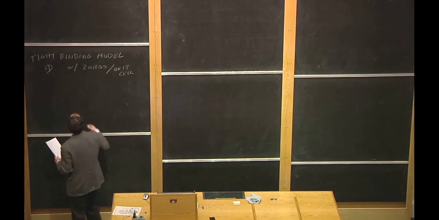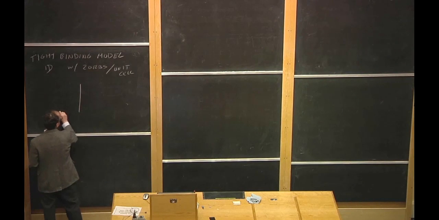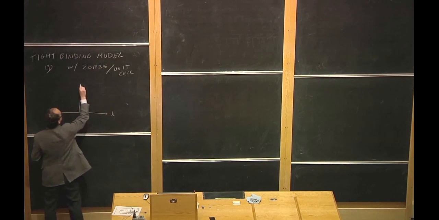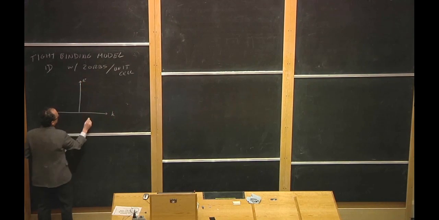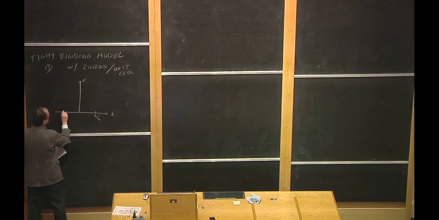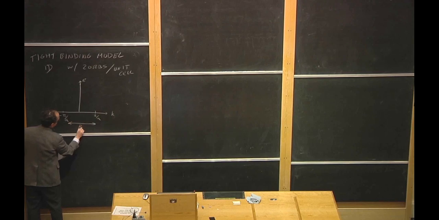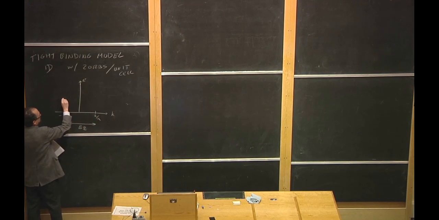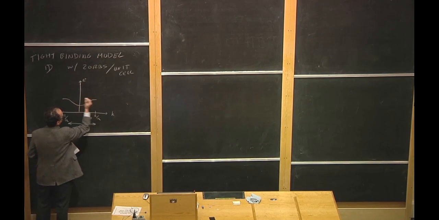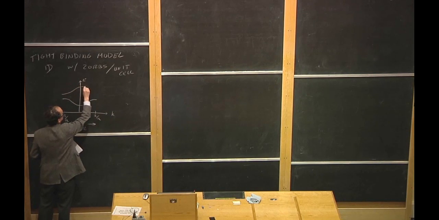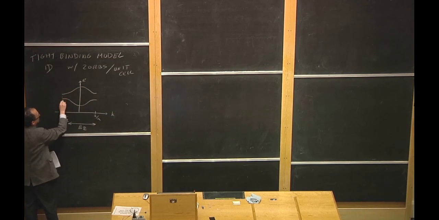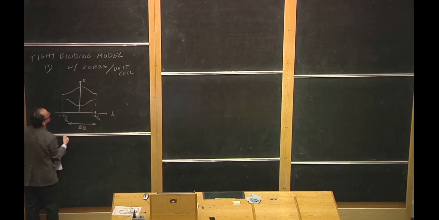And we can draw the dispersion in reduced zone scheme. Here's k, here's energy, here's pi over a, here's minus pi over a. That's the Brillouin zone, BZ. We can draw the dispersion kind of like this, and like this, two modes at each wave vector k in the Brillouin zone.